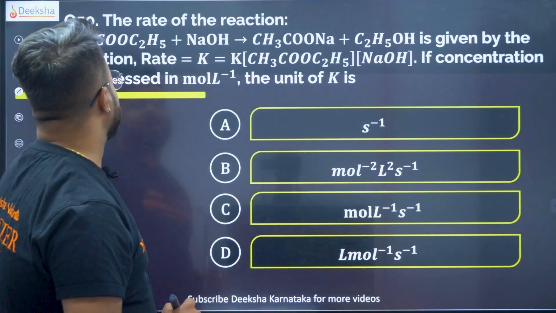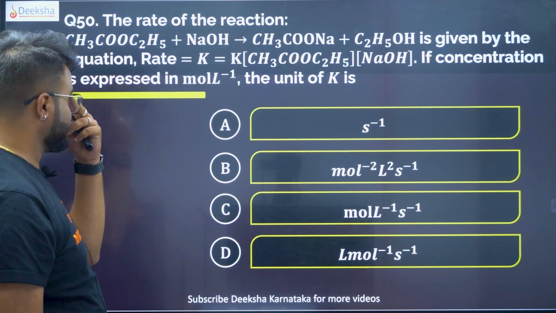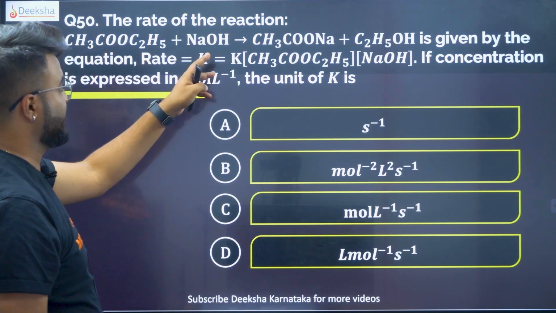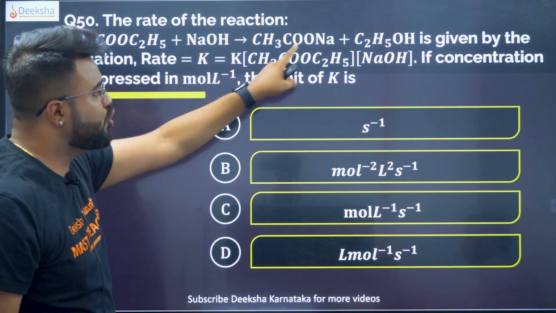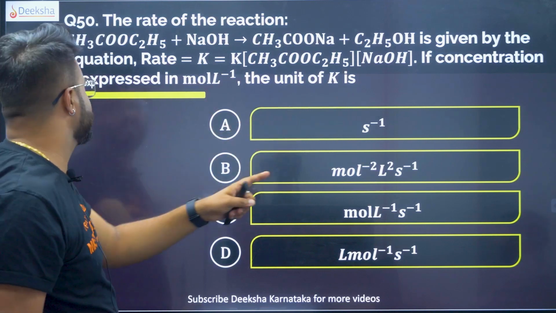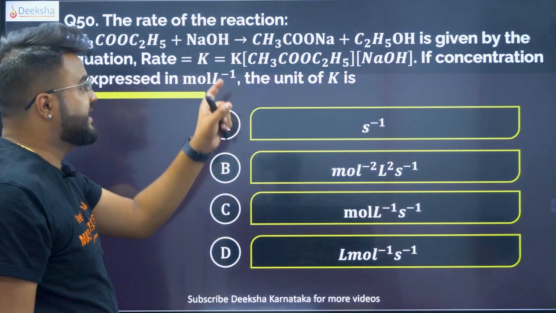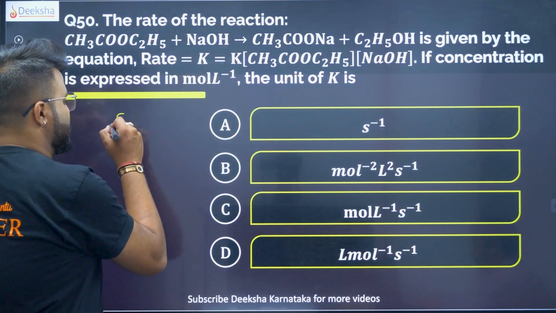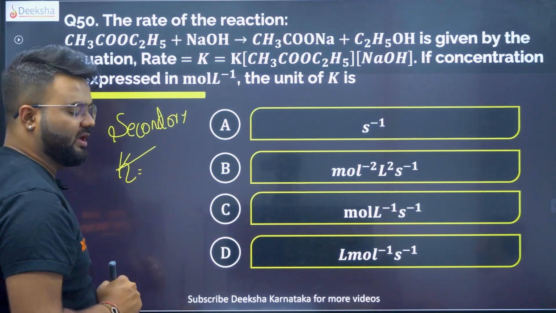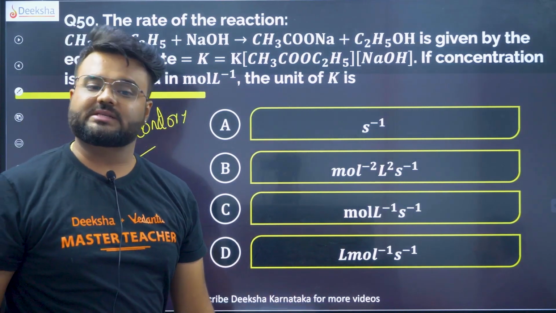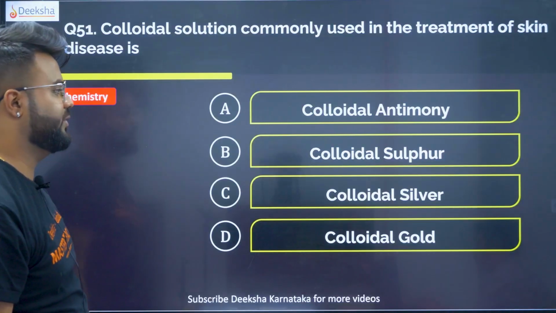Next, coming back to question number 50, the rate of the reaction. When you see this reaction, that is ethyl methanoate, when it is reacted with this, it can be given by the equation rate is equal to K into concentration squared. If the concentration is expressed in the form of mole per liter, then what is the unit of K? By seeing this reaction, we can say that it's a second order reaction. Then the second order reaction, the unit of K will be what? That is liter per mole per second. Therefore, option D will be your correct answer. That is option D will be your correct answer.